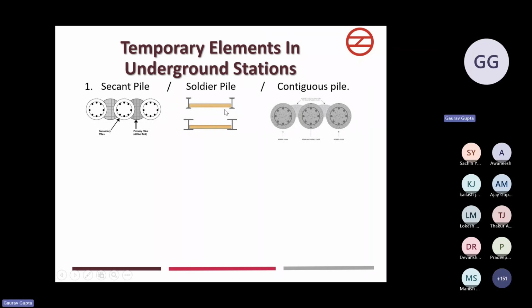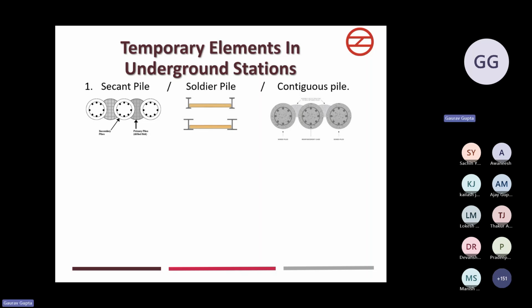Now comes second, the soldier pile. Soldier pile is a system of pile in which a steel I-section is embedded into the ground for the retaining wall structure, and then it is overlapped with the wooden lagging. In the spacing between the soldier piles, we install the wooden lagging system. Then comes the contiguous pile system. In contiguous pile system, there are bored piles similar to that of the secant pile, but these piles are not overlapping each other.